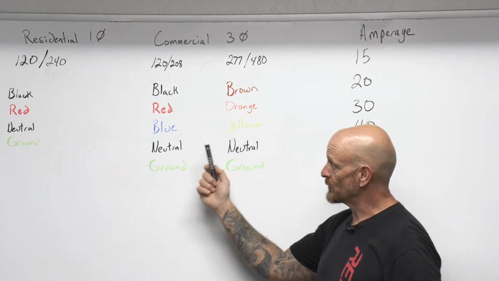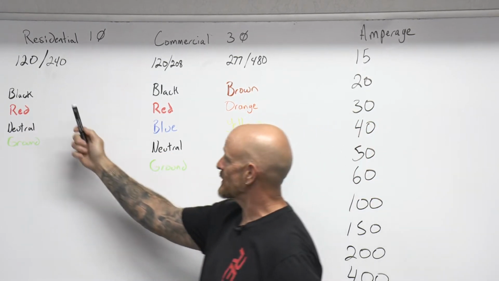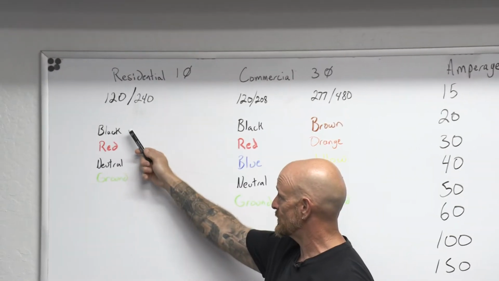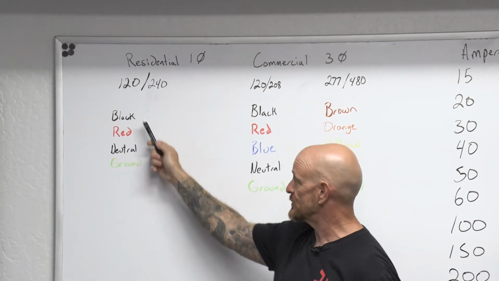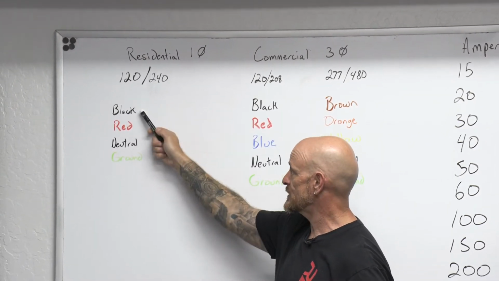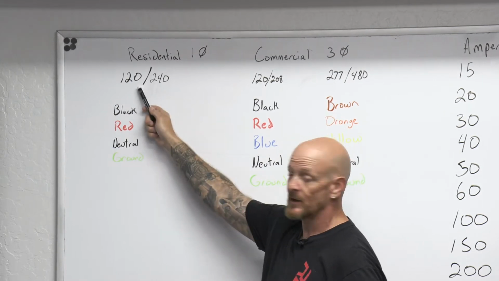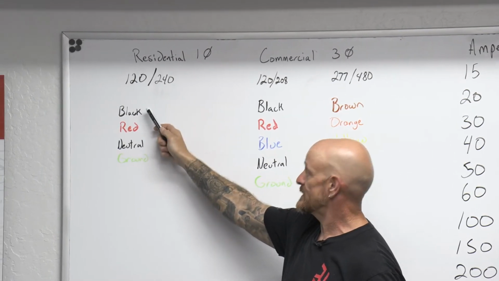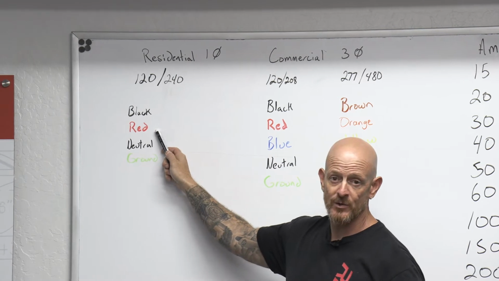If we look at the voltage across the board, on a residential, we've got 120/240. What that means is when you test one of your lines to neutral, you're going to get 120. If you test one of your lines to ground, you're going to get 120. For 240 volt, you test one line to another line. That'll give you 240 volts.